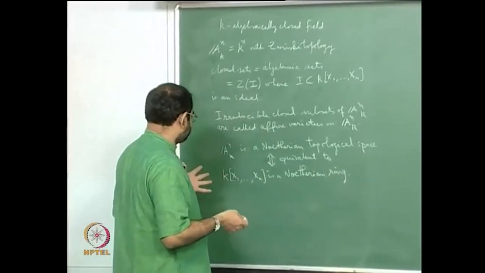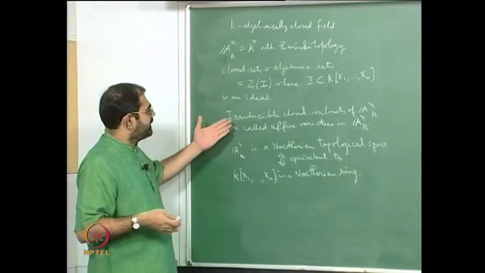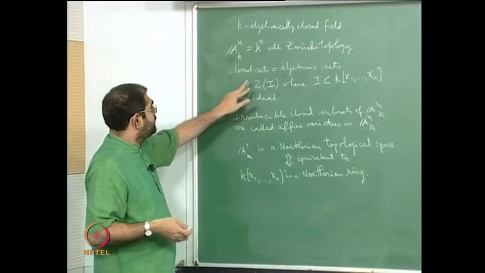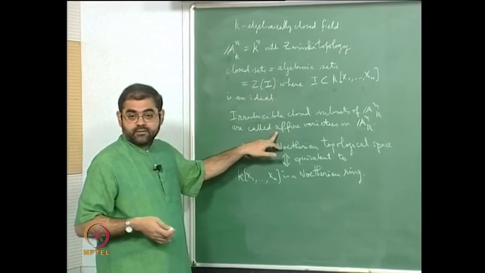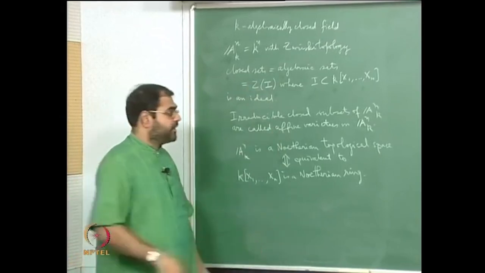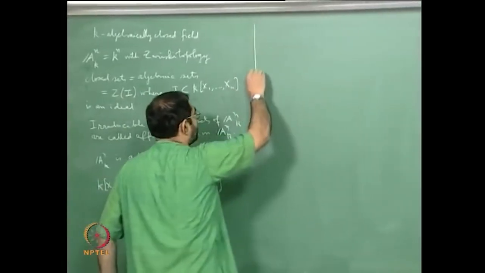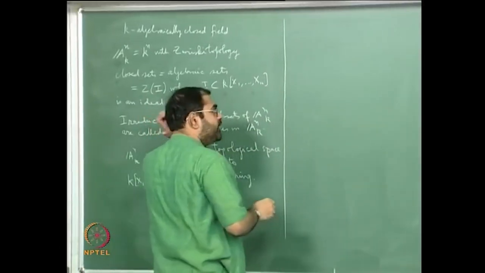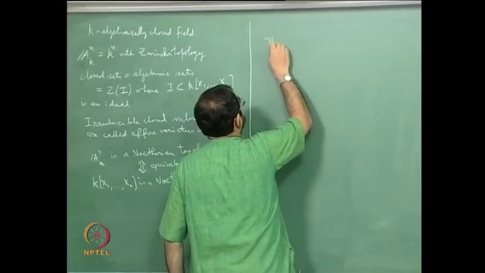Now, I stated a theorem. So this is the theorem that will let us prove that any algebraic set can be decomposed into a union of affine varieties. So let me recall that theorem and let me try to prove it. So here is a theorem.